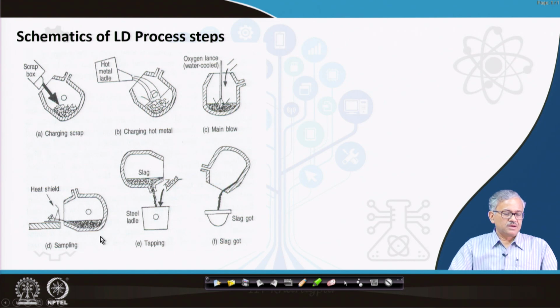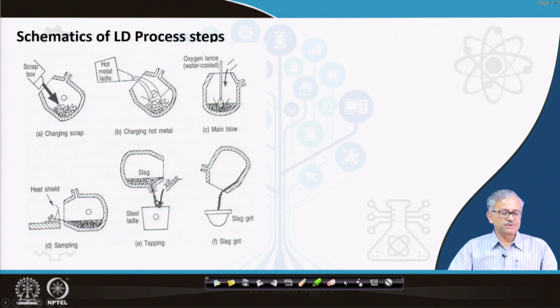This is because of emulsion formation, and then you take out the sample, and then you can see the liquid sample composition and all this thing. And then this is the tapping process. This is called tapping, when you tap the liquid steel from the LD to the ladle.